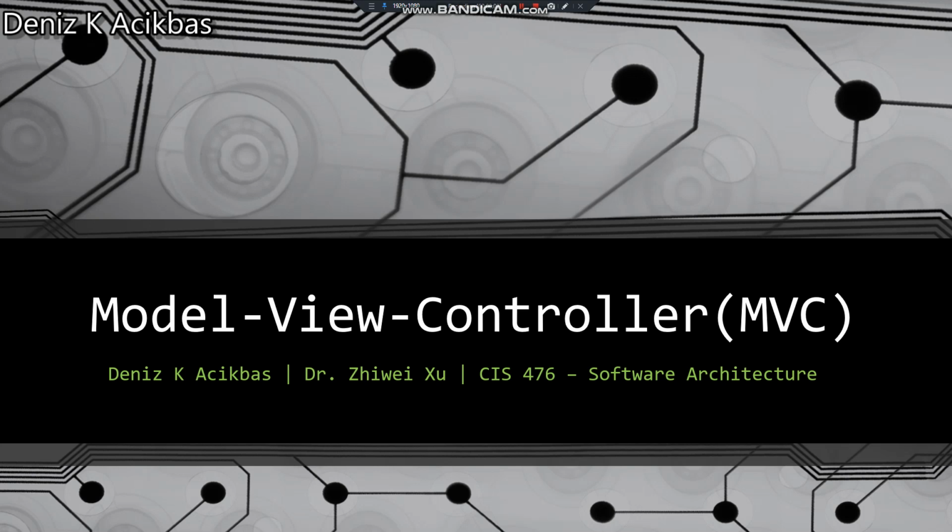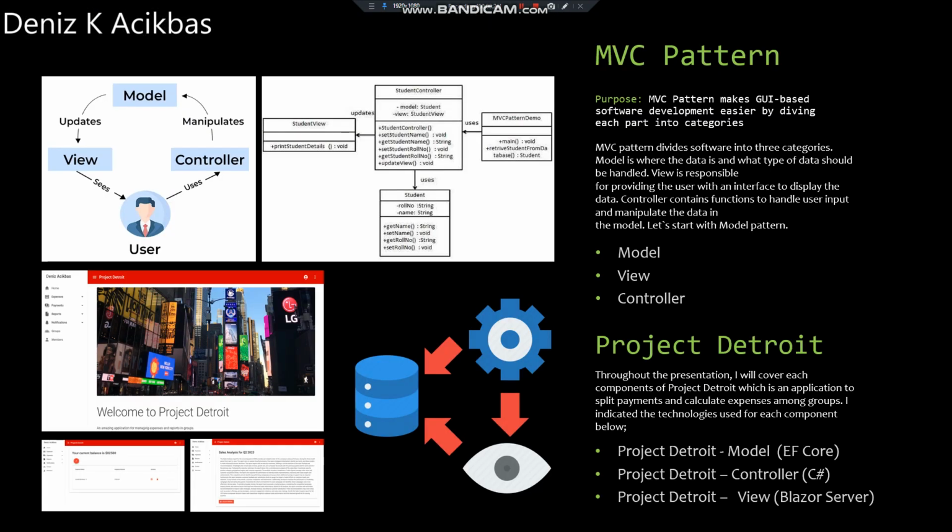Just like cars, software engineering projects also consist of different components. To develop each component of software, developers need to use an architectural pattern. One architectural pattern that we can use is the model view controller pattern. In this presentation, I will give a brief introduction on the MVC pattern and talk about each design pattern.